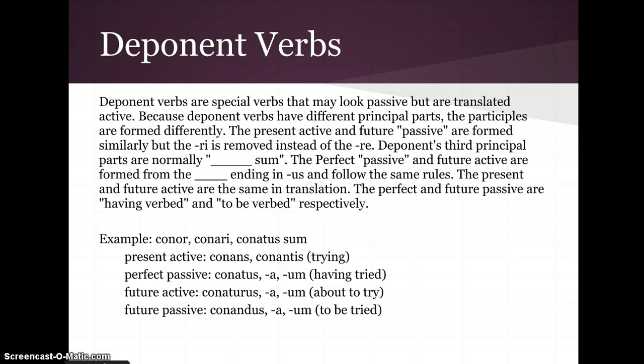There are also these things called deponent verbs. Deponent verbs are just special verbs that may look passive, but they're still translated as active verbs. Because they have different principal parts and their dictionary form looks different, the participles can be formed a little differently as well. The present active and future passive are formed similar to regular verbs, except that because the infinitive ends in ri, the ri is removed instead of the re.